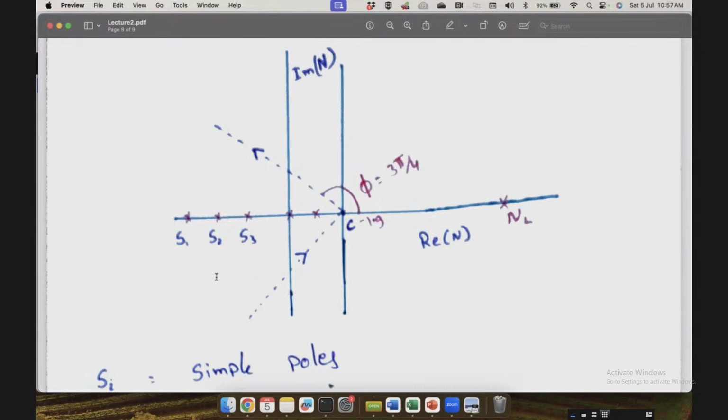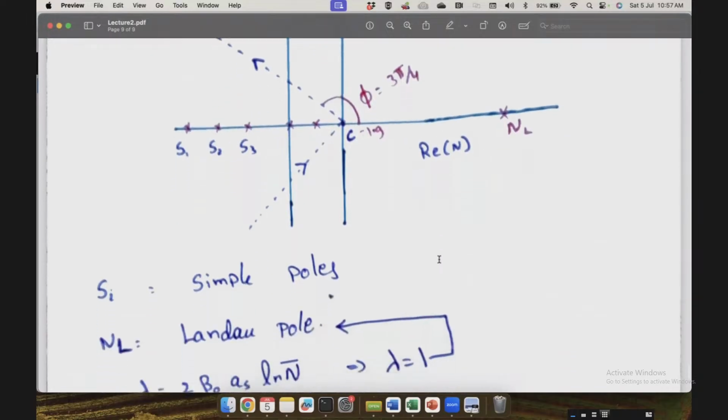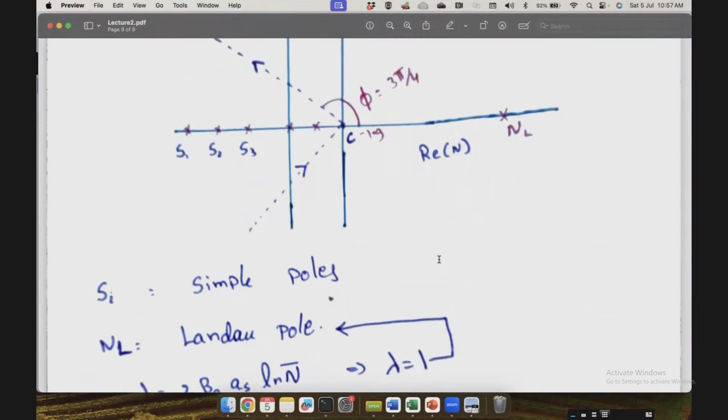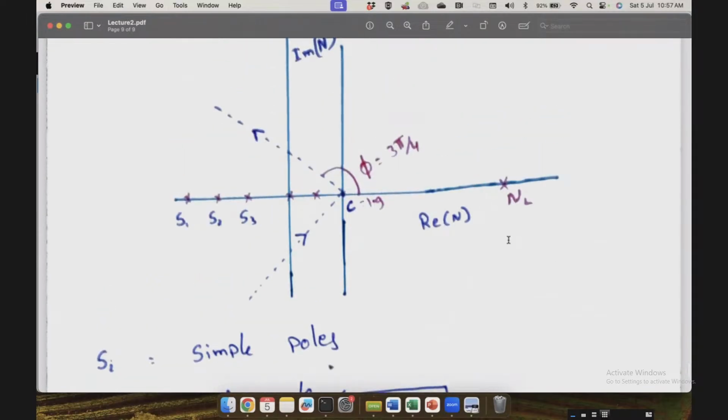This kind of choosing of the contour is a clever way of avoiding the Landau pole, so that in the integration contour you don't have the Landau pole. Because once you include the Landau pole, there is no way to know whether it will give any finite answer, whether it is an integrable singularity or not. So you avoid the Landau pole in the contour region itself.